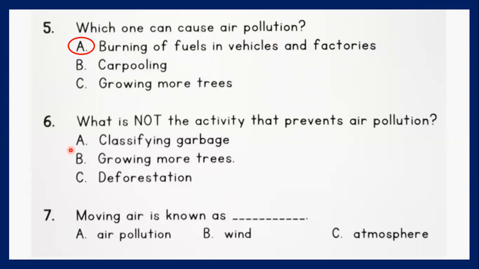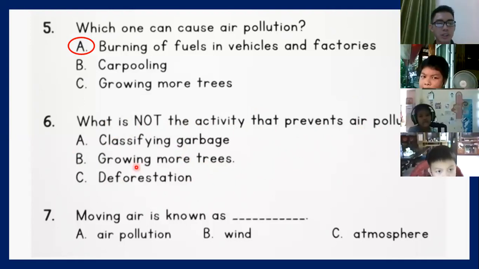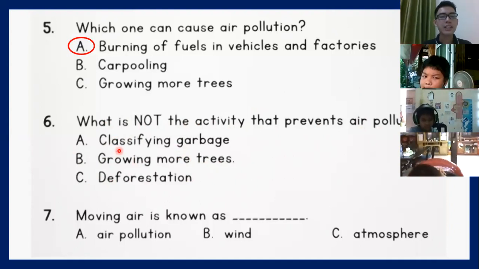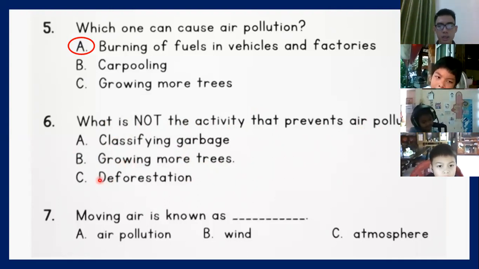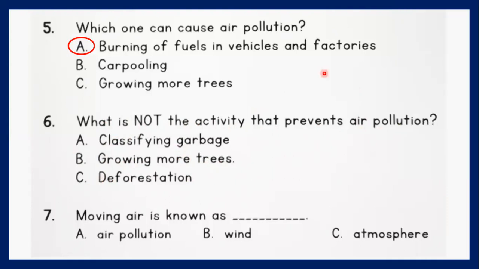And number six, what is not the activity that prevents air pollution? A, classifying garbage into the different colors of garbage, B, growing more trees, or C, deforestation. It means to cut the trees. A, B, or C? C. C, that's perfect. That's perfect.